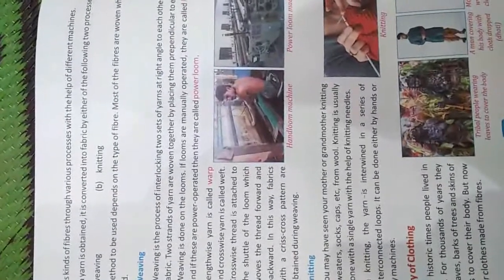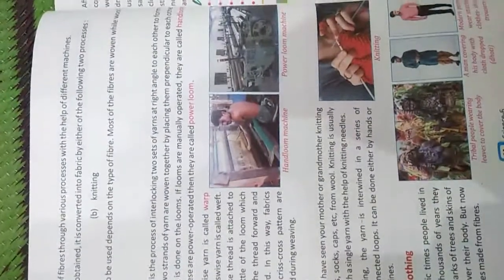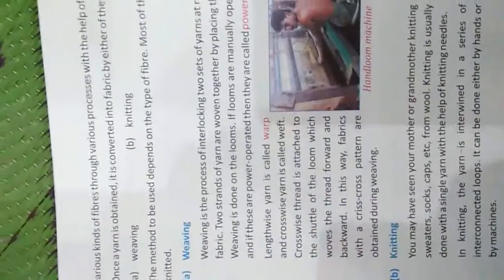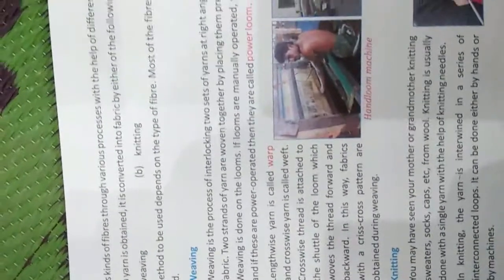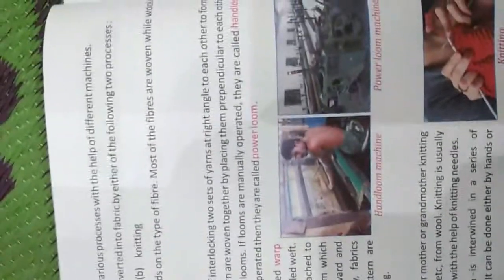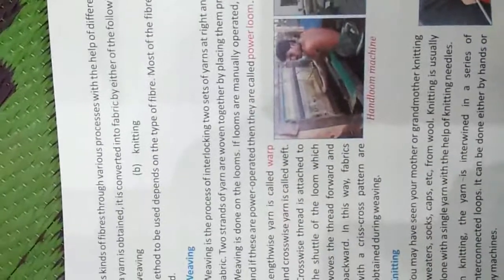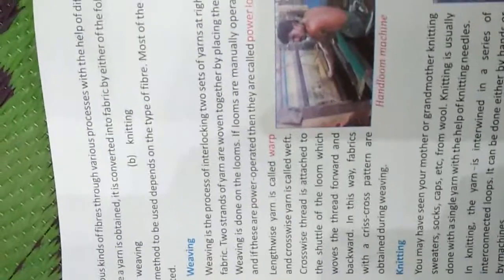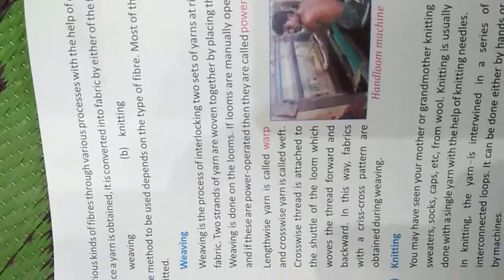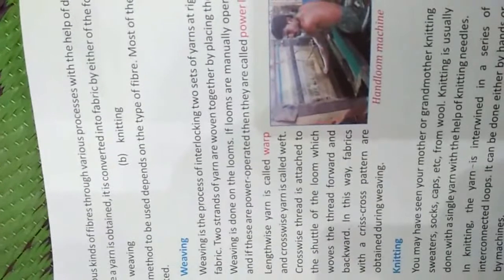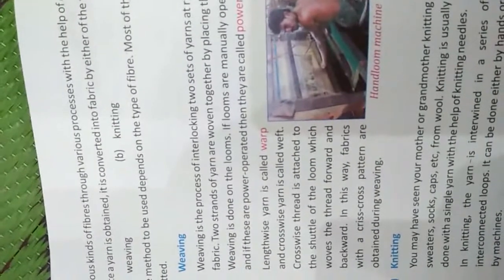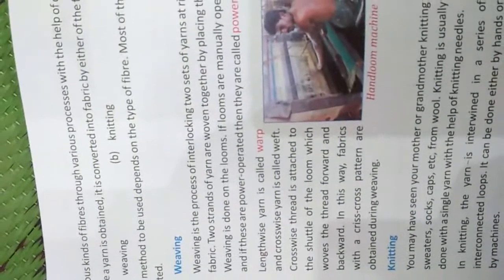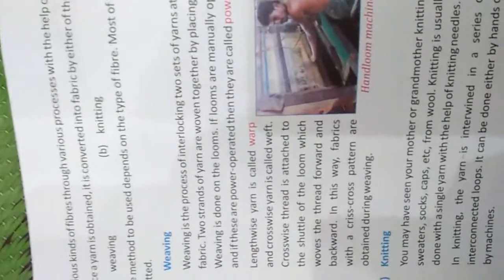Two strands of yarns are woven together by placing them perpendicular to each other. Weaving is done on looms, and if the looms are manually operated, then they are called hand looms, and if they are power operated, then they are called power looms. Lengthwise yarn is called the warp, and crosswise yarn is called the weft. The crosswise thread is attached to the shuttle on the loom, which moves the thread forward and backward. In this way, fabric with a crisscross pattern is obtained during weaving.